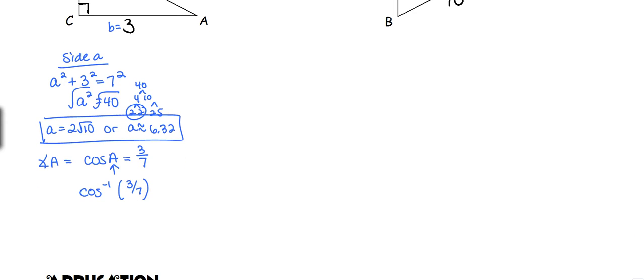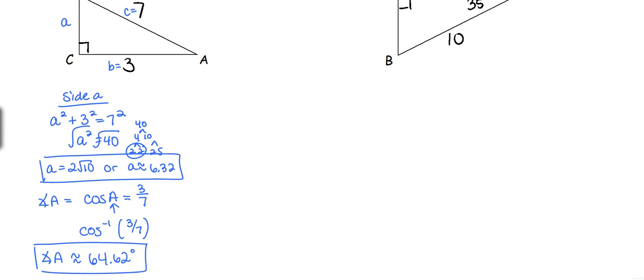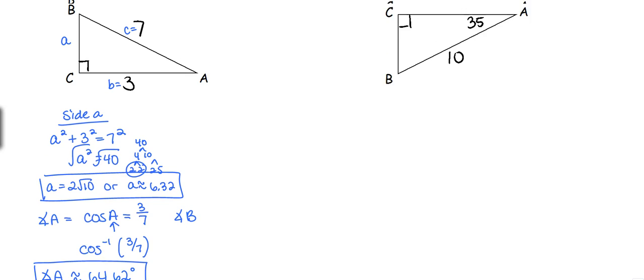And you remember from before, you have that button, so you use second cosine. And that's going to tell me that my angle A is going to be about 64.62 degrees. I only have one more piece of information left. I need to find my angle B, and angle B is up here.